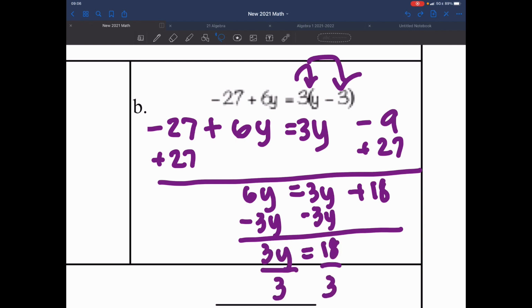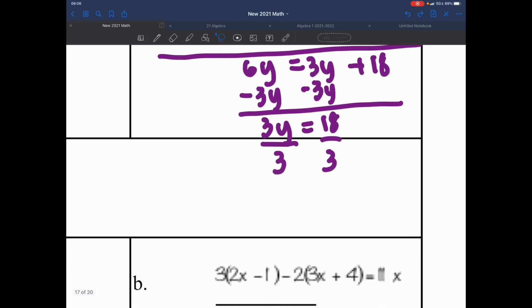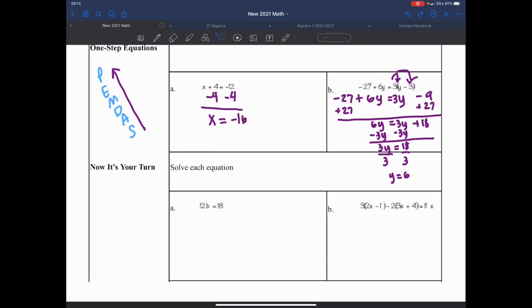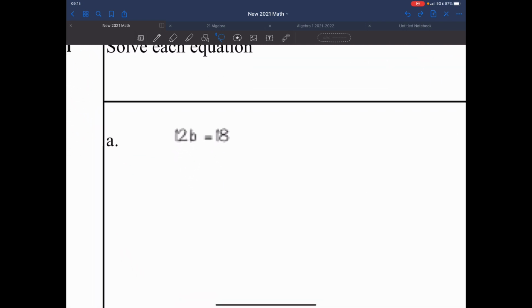So I'm going to get 3y equals 18. And then I divide both sides by 3. So I get y equals 6. Okay, so this is your turn, and I'm going to ask you to solve the equations. For A, I have 12b equals 18. So we're going to divide both sides by 12. I get b equals 1.5.